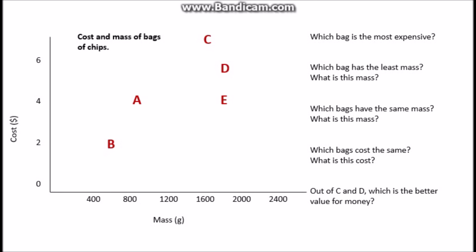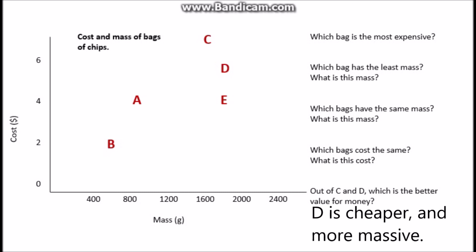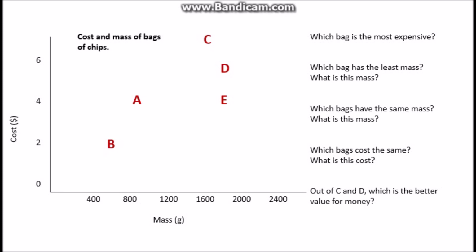Lastly, I'm asking you, which bag has the better value for money between C and D? Well, C is more expensive because it's higher up, and you get less in C because it's closer to the left. So all signs point to D being the more cost-effective option. Now, it doesn't explain to us what's in bag C and what's in bag D. C might be the best chips you could ever have in your life, and D just might be potato dust. We don't know. But with the information that we've got, we can at least conclude that D is the most cost-effective option.